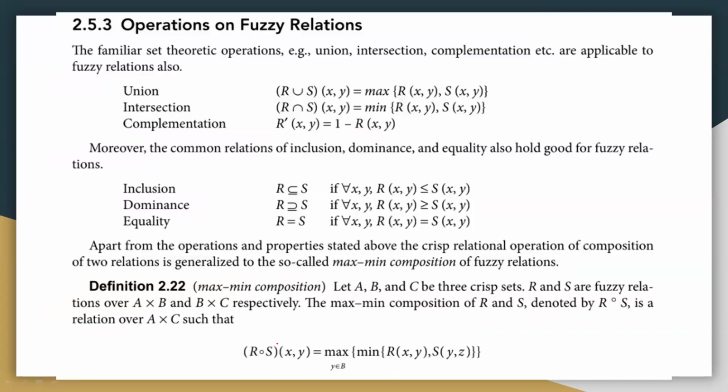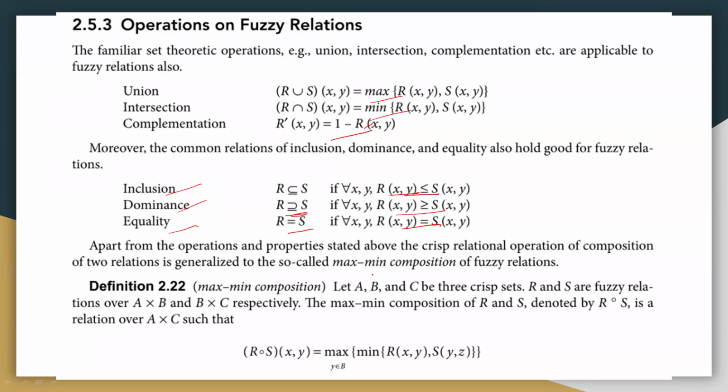Okay. Now the same thing, but on a different slide, from the original textbook. I put this image here. So union, I already told you, is the maximum, intersection is the minimum, and the other one is 1 minus. Other than these three common operations, we also have something known as inclusion, dominance, and equality. So you can see inclusion. R is a subset if elements in R are less than or equal to S. It is a superset if they are greater than or equal to. It is equal when the values are equal, and we can also have properties like this. Okay.